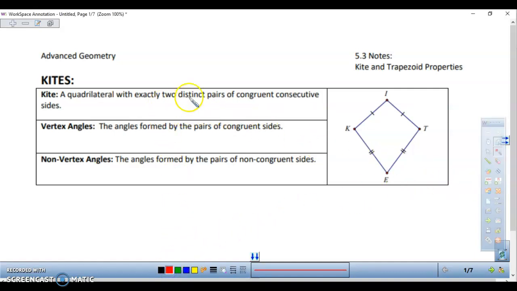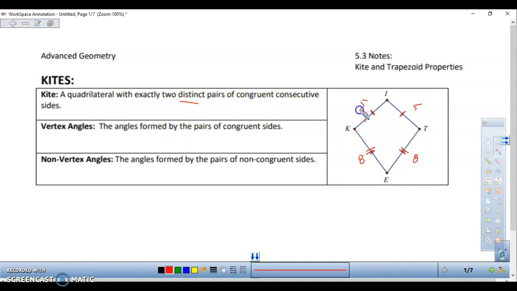Now, distinct means different. That means these pairs of congruent sides can't all be the same. So if these sides were 5, these could not be 5, because if all the sides were the same, it would then be a rhombus. That's what distinct means, different. So maybe these would be 8 or something. And consecutive congruent sides means the sides that touch each other, or are next to each other, are the ones that are congruent. So the wording of the definition is important.